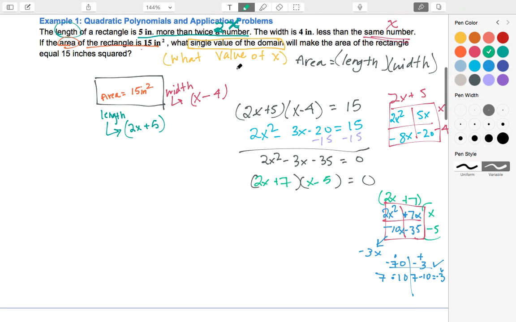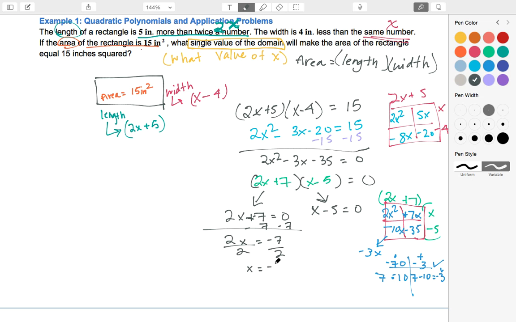All right, so this is my question, what value of x? I'm almost there. I've got to set each of these equal to 0. So 2x plus 7 equals 0 and x minus 5 equals 0, and I've got to isolate my x values. So subtract 7, I get 2x equals negative 7. Divide by 2, x equals negative 7 over 2. Cool, got one x value. Then plus 5, and x equals 5.